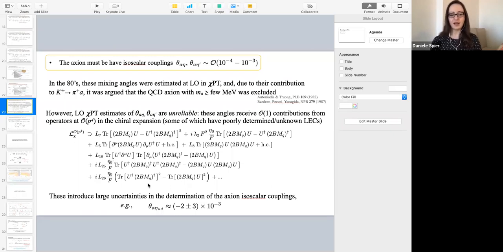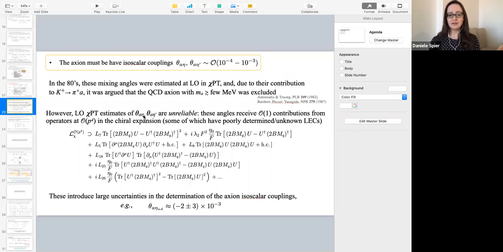So this is more of a dramatic effect, and there isn't any technical point here, but it shows you have all of these many operators. Some of them have coefficients that, in the terminology of the field, are called low energy constants, or LECs. Some of these LECs are better determined, but other LECs are poorly determined. Nonetheless, they give large contributions to these mixing angles.